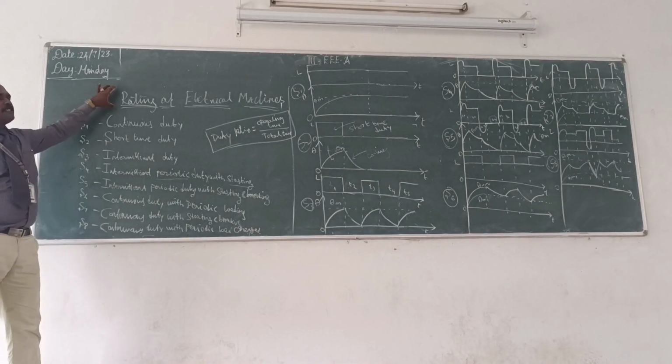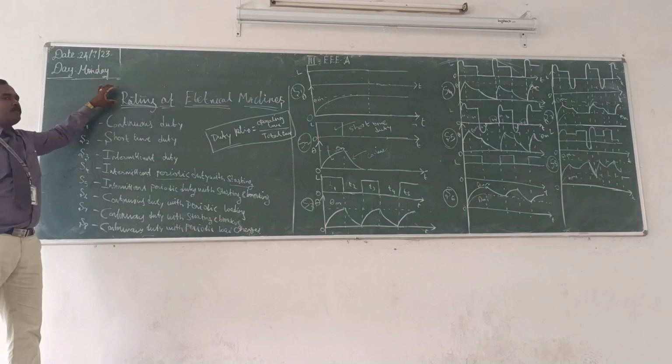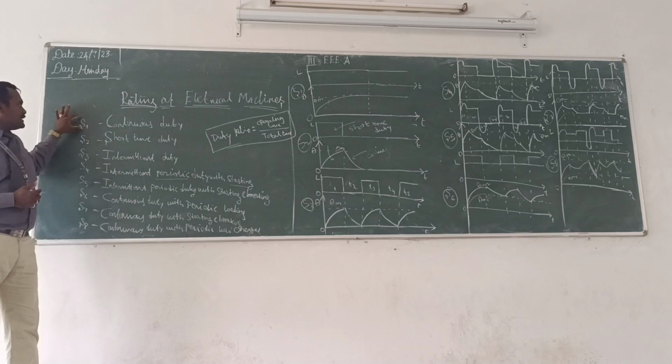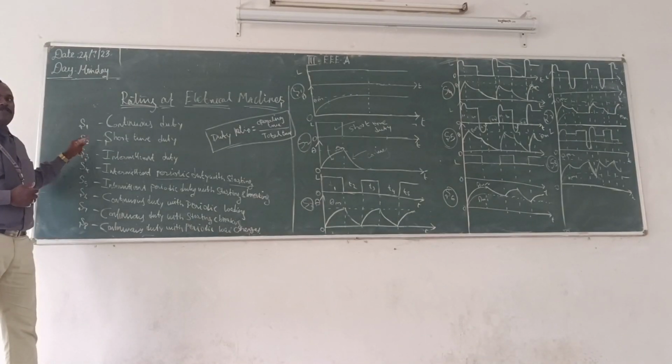Okay, today we are going to discuss the rating of electrical machines. The ratings refer to how the load is applied, and they have been classified into 8 major categories, that is S1 to S8. Those are the 8 different categories.